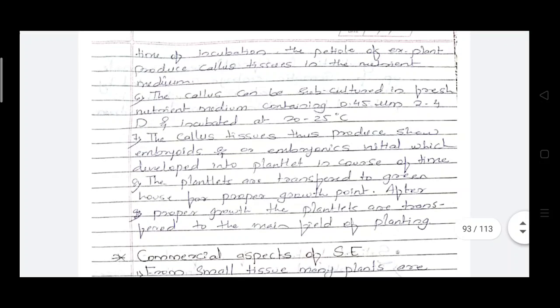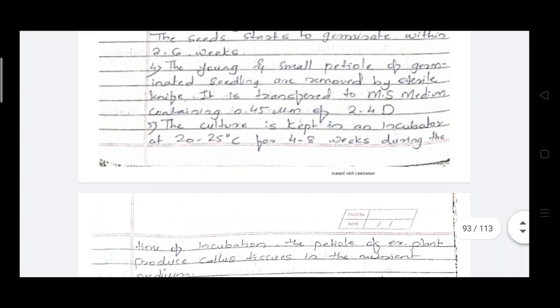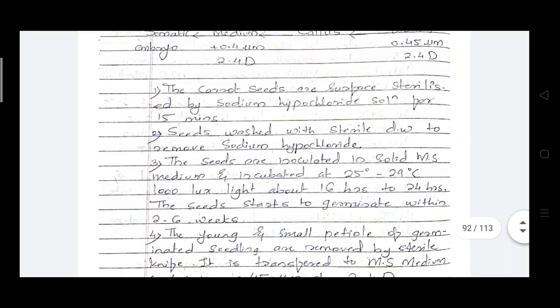The callus tissue thus produced shows embryos and embryonic initials, which develop into plantlets in due course of time. The plantlets are transferred to the greenhouse for proper growth. After proper growth, the plantlets are transferred to the main field for planting. So this is indirect somatic embryogenesis.